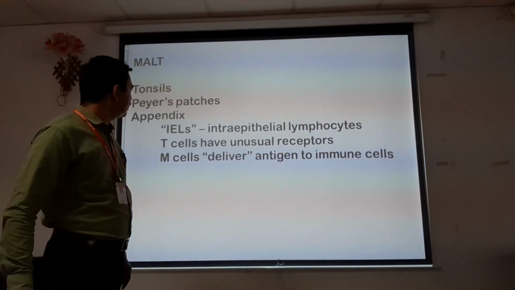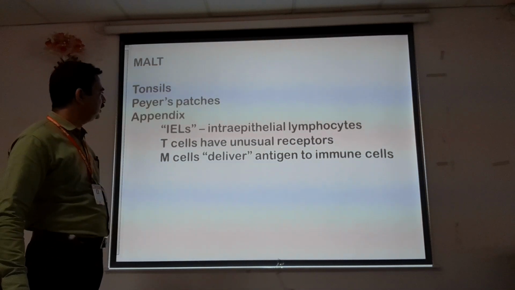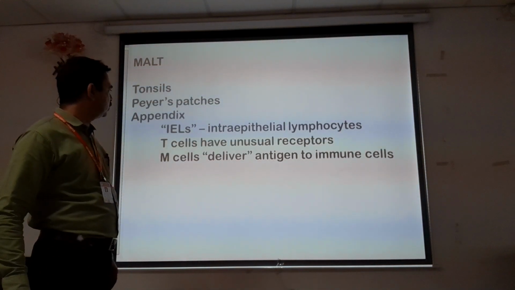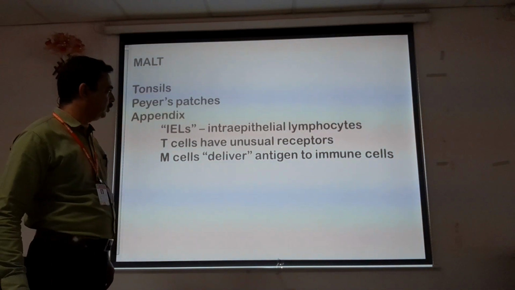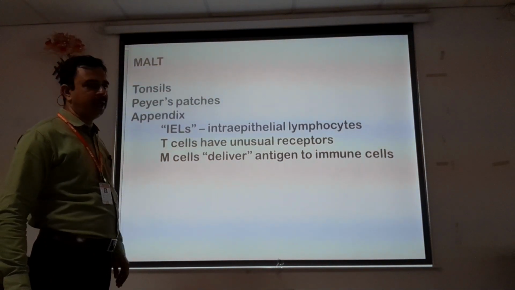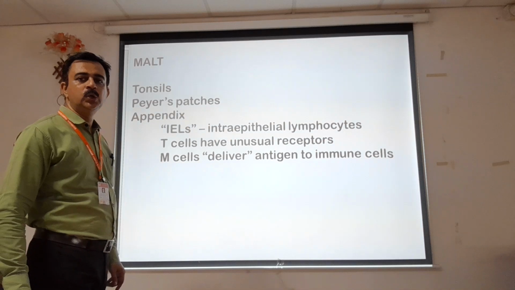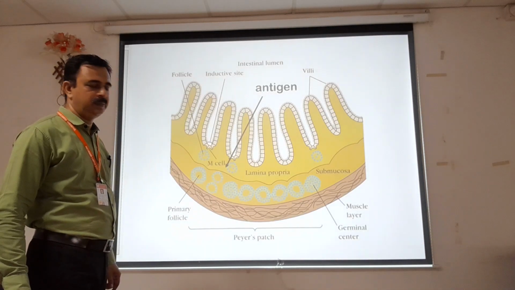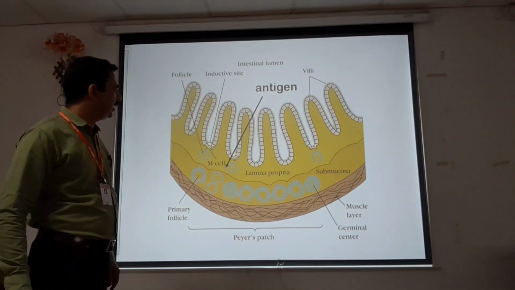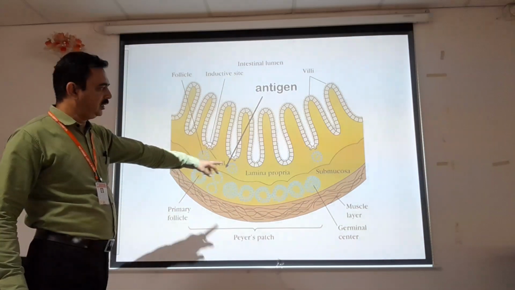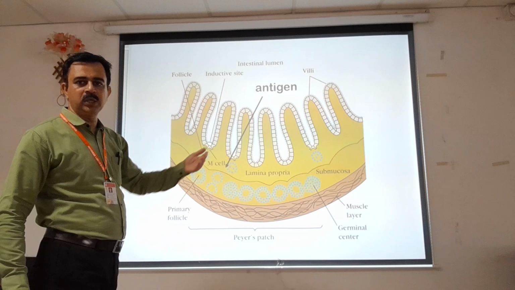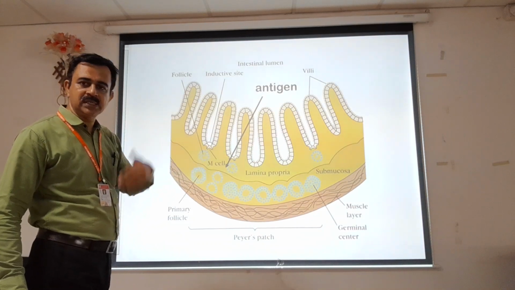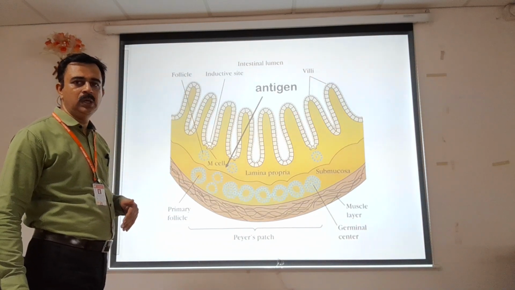MALT, tonsils, Peyer's patches, appendix; these have intraepithelial lymphocytes. T cells have unusual receptors. M cells deliver antigens to the immune system. So this MALT will be helpful for presenting the antigen to the immunological systems. Bear in mind, the antigen, when it is being trapped inside, the other cells of the body will help that antigen to present it to the immunological systems, and based on that, the consequences of the immunological system will start to elicit.